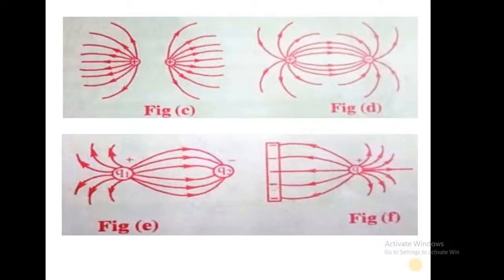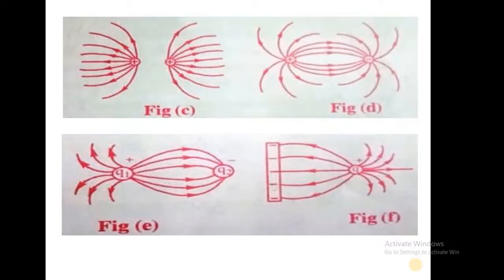In figure C, there are two charges of the same nature. That means these two charges are positive. That's why the electric field lines repel each other. They are away from the positive charges.